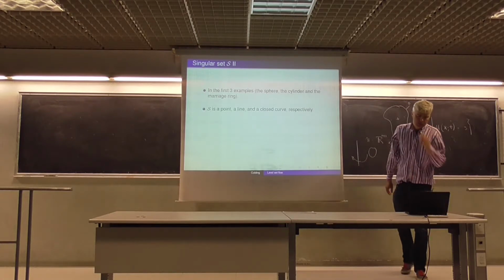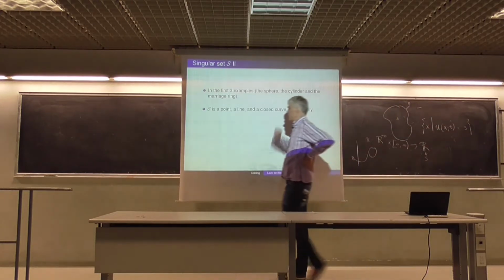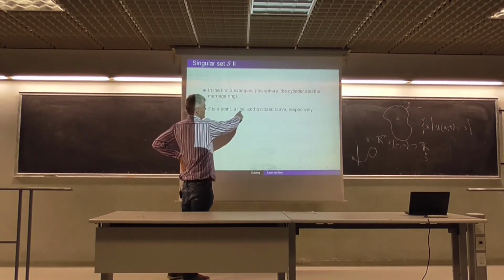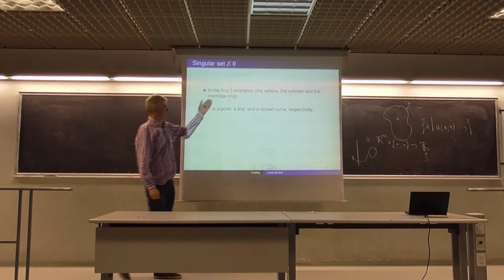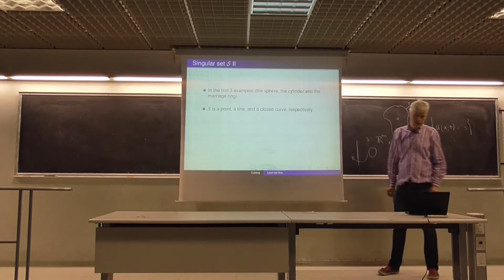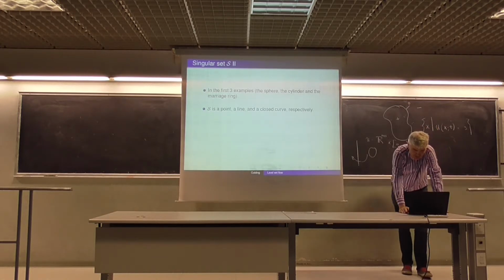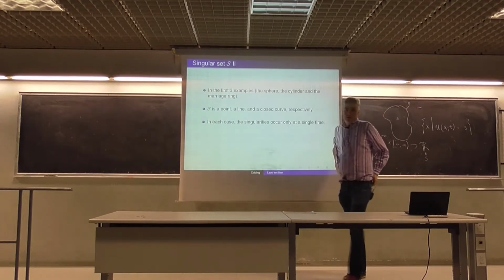Right. So in those examples, in the case of the sphere, the singular set is a point. In the case of the cylinder, the singular set is the line where the round cylinder becomes extinct. And in this third example, the singular set is this simple closed curve where the ring is. Let's agree it's a ring. But you see also that in these examples, the singularities occur at just one single time.